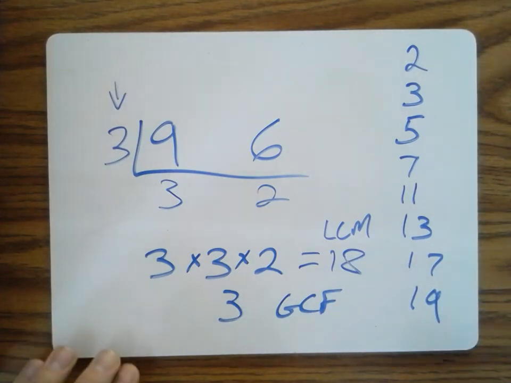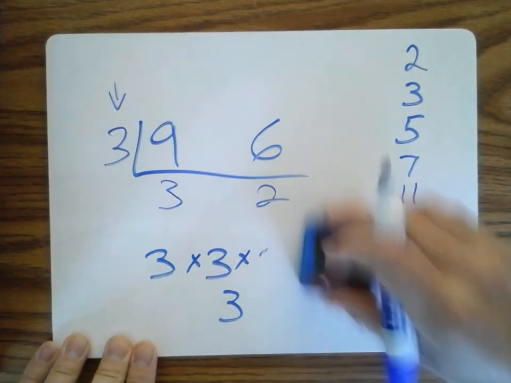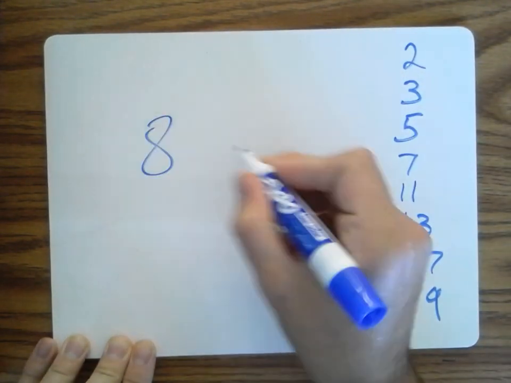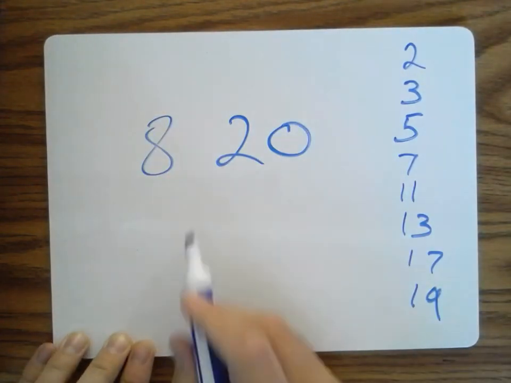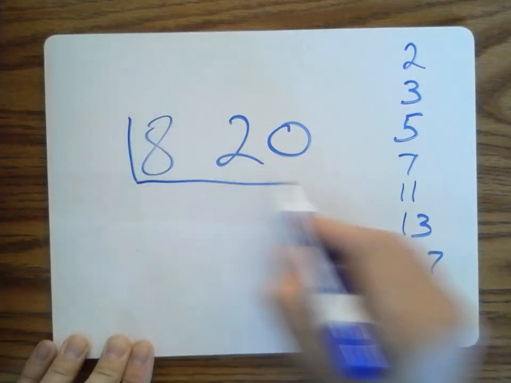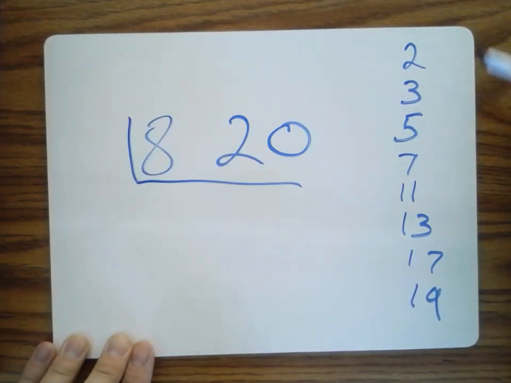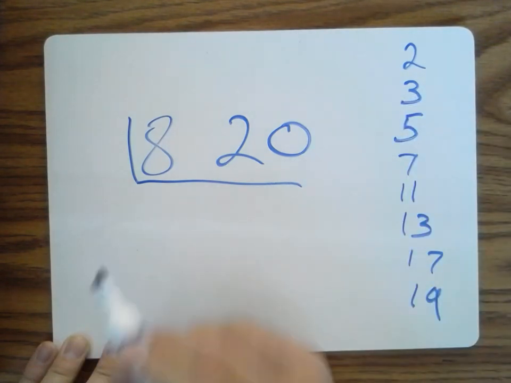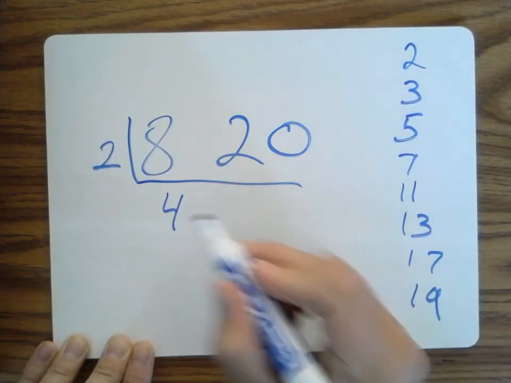So let's try another example here. If we look at 8 and 20. Okay, now that's two different numbers, 8 and 20. We draw our bracket, and we ask ourselves the same question. Does 2 go into 8? Yes, it does. Does 2 go into 20? Yes, it does. So we may use it. That renders 4 and 5.